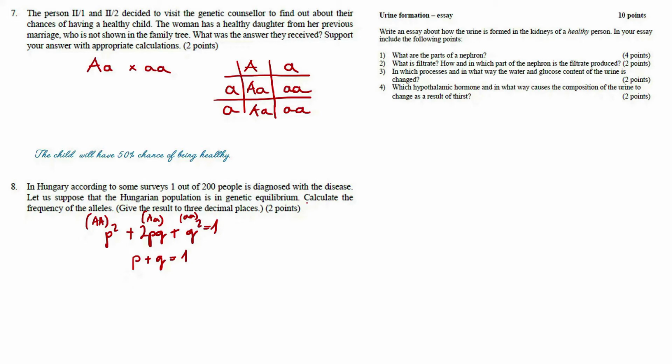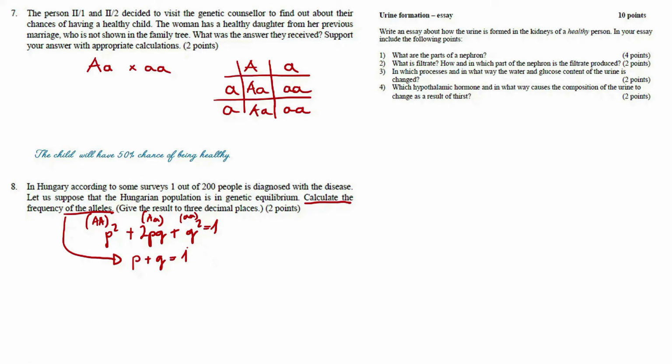The exercise is actually asking us to calculate the frequency of the alleles, and we know that the alleles are going to be p and q. So p is the frequency of the dominant allele, and q is showing the frequency of the recessive allele. So these are the things that we need to figure out. So let's see what the exercise is telling us. 1 out of 200 people is diagnosed with the disease, which means that they belong to this or this category.